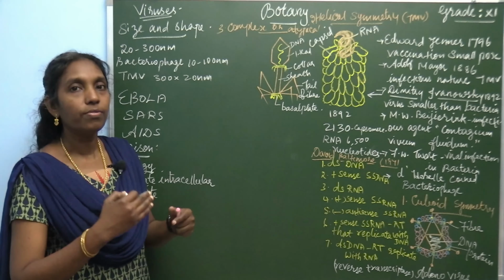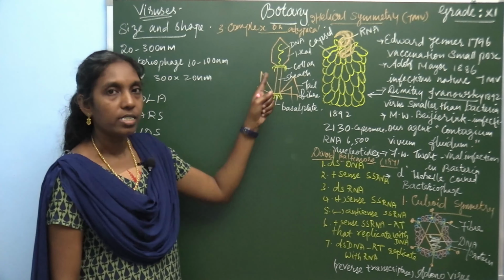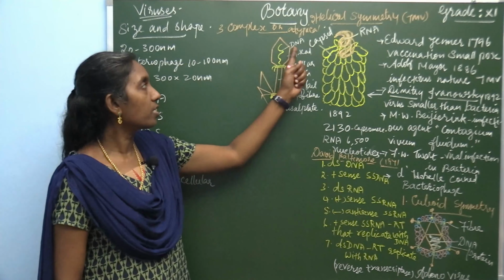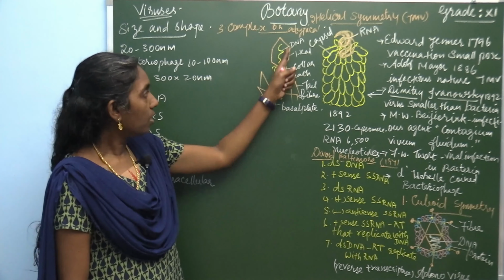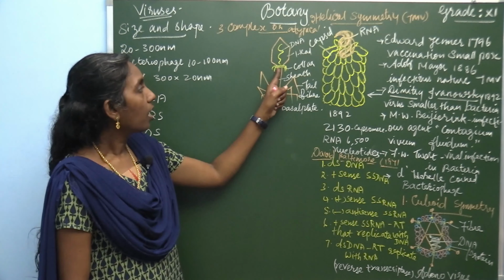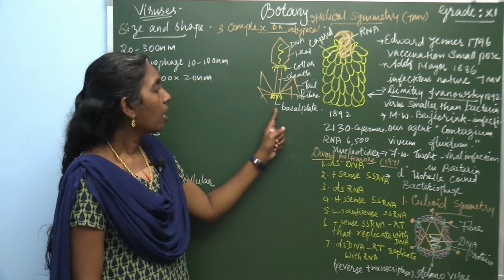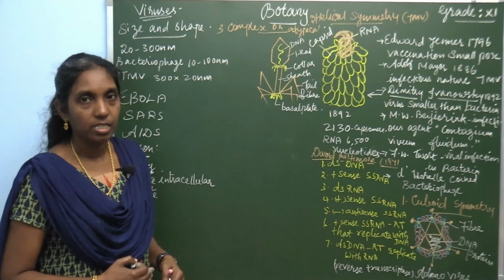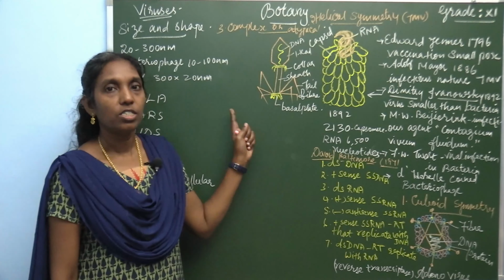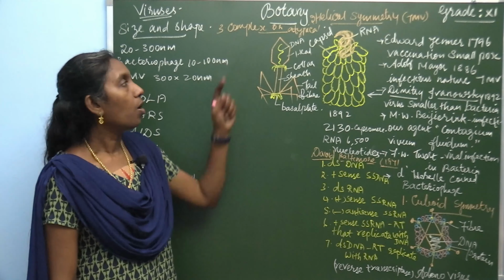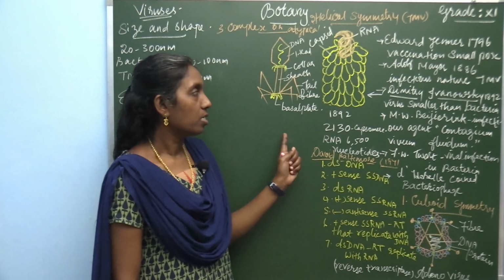It consists of three different parts. This is the head region, which consists of the nucleic acid. Here the nucleic acid is DNA, and it is surrounded by the head. Here the collar, then there is a sheath, tail fibers and a basal plate. This is the structure of the T4 bacteriophage. It shows complex or atypical symmetry.